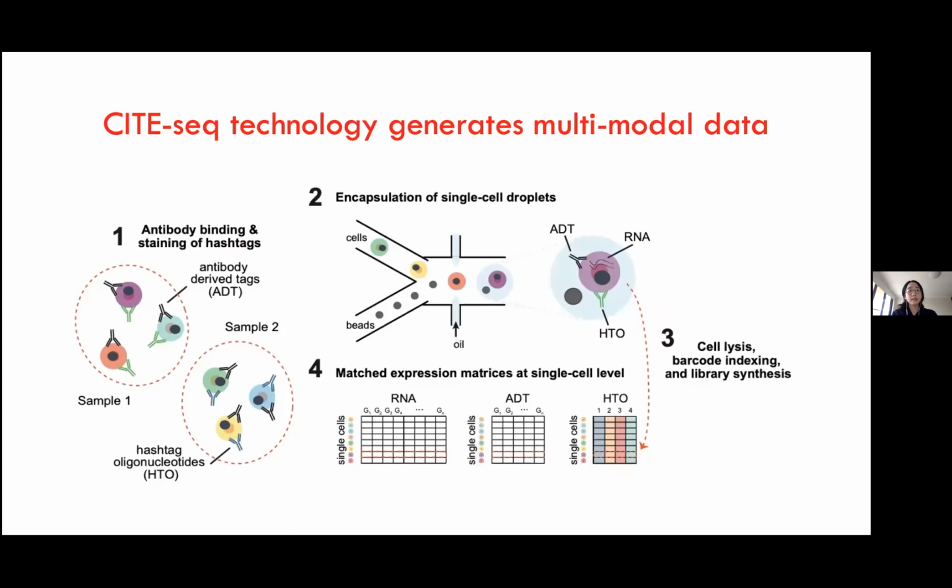So what is CITE-seq? CITE-seq measures cell surface protein expression. So we're not talking about intracellular protein expression, we're talking about cell surface protein expression and RNA expression of a single cell. It's a technology that is compatible with microfluidic approaches such as 10x, which also means that currently only shallow sequencing can be obtained using CITE-seq technology.